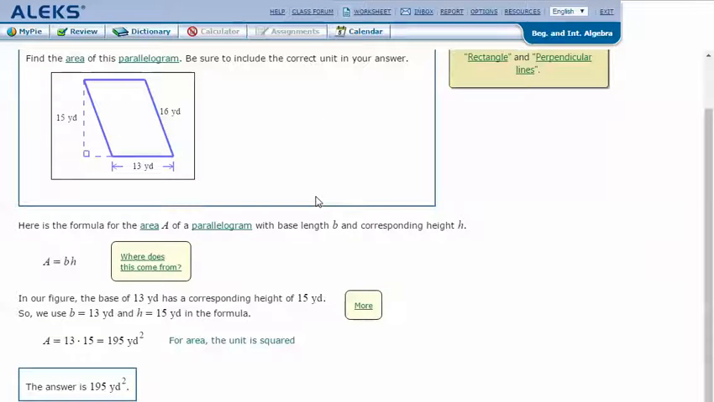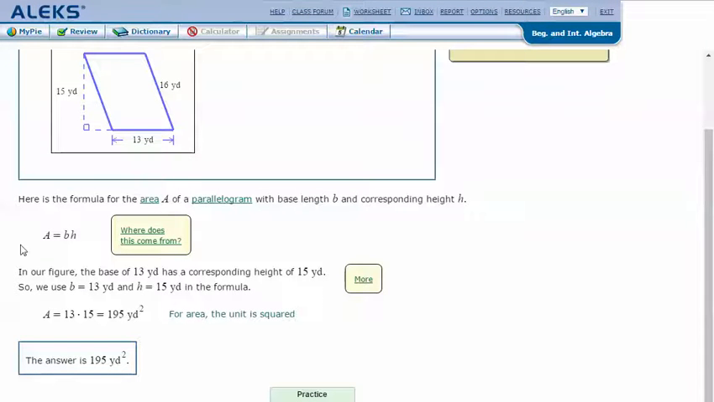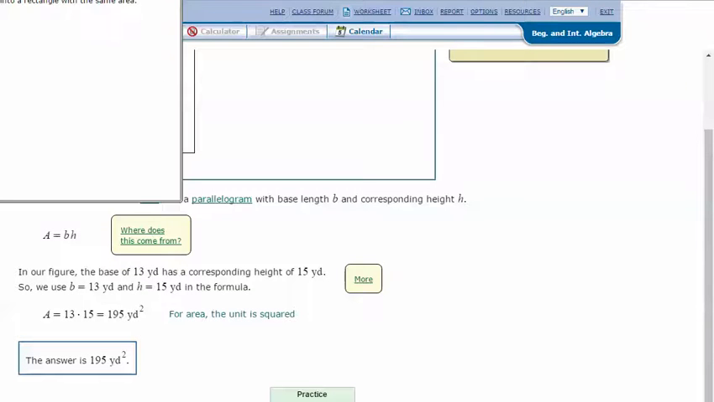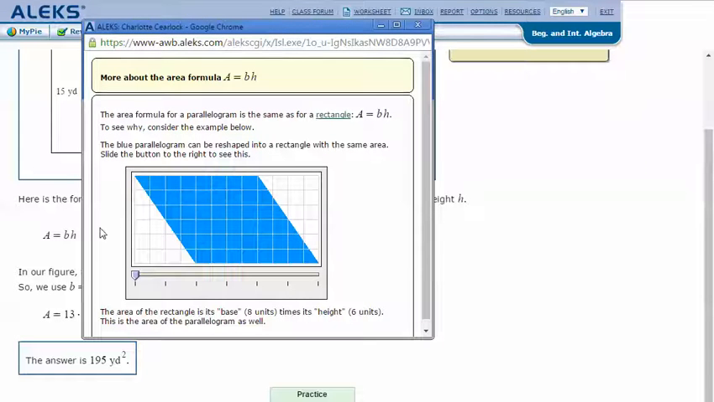Here's the formula for the area of a parallelogram. The area is base times height. But where does this come from? The area formula for a parallelogram is the same as for a rectangle. Area equals base times height, or we would say length times width. The blue parallelogram can be reshaped into a rectangle with the same area.